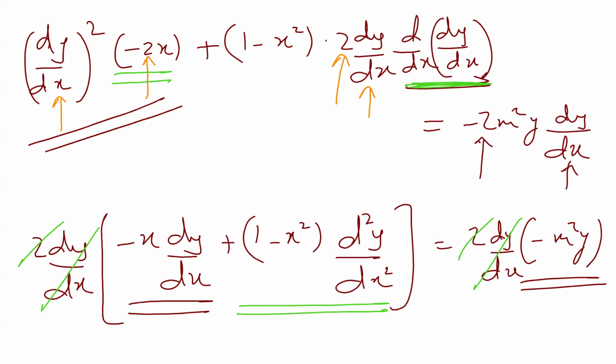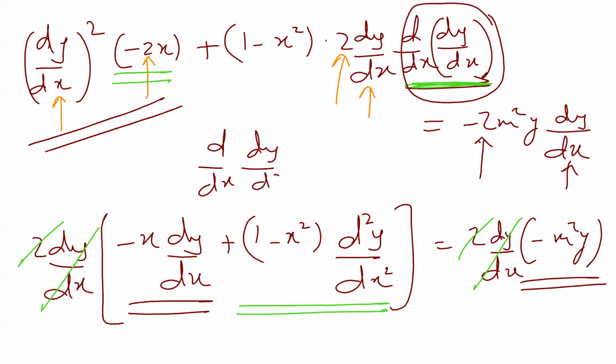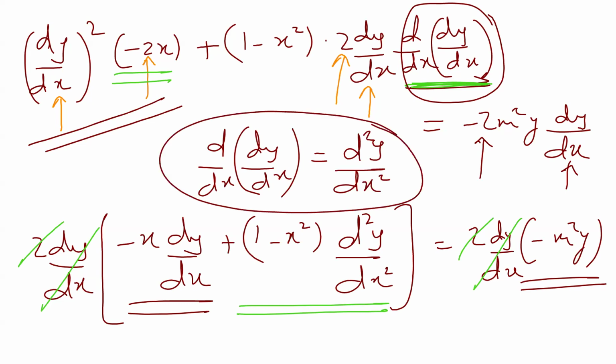Now here, don't consider this as multiplication. This is not multiplication. So d by dx of dy by dx is nothing but d square y upon dx square. It is a second order derivative of the first order. Is your doubt clear? Which is this?